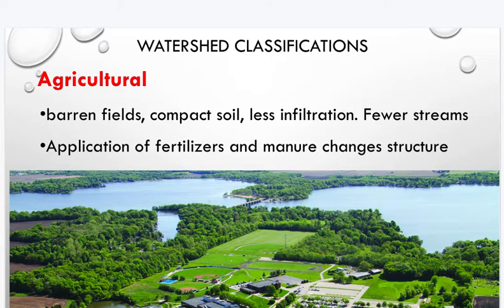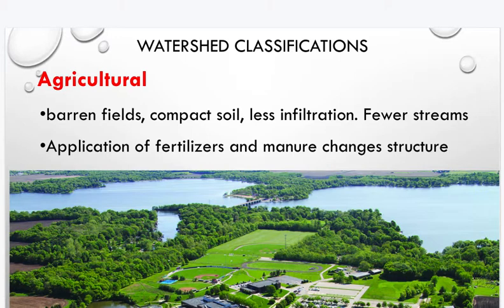Our types of watersheds. We have agricultural. Agricultural watersheds are used for agriculture, for farming. There are ways to impact your watersheds that are not good. You can end up with these barren fields. Barren means nothing is growing. Soil can be compacted through the use of animals or machinery. When soil is compacted, there's not enough space in the particles for water to infiltrate into the ground, so your soil dries out. It makes it harder for more plants to grow there in the future.